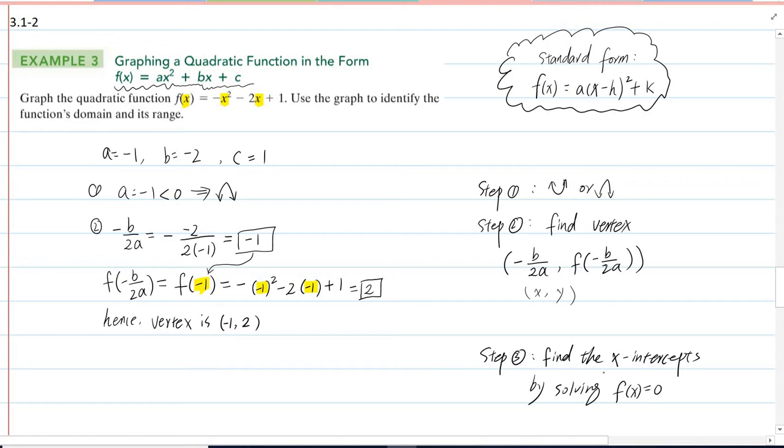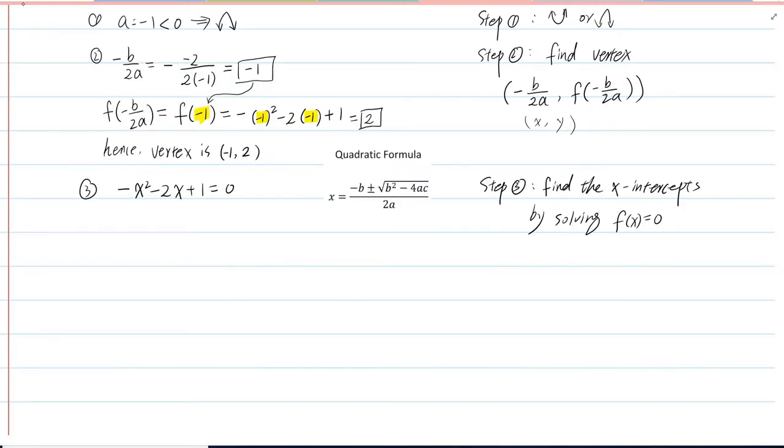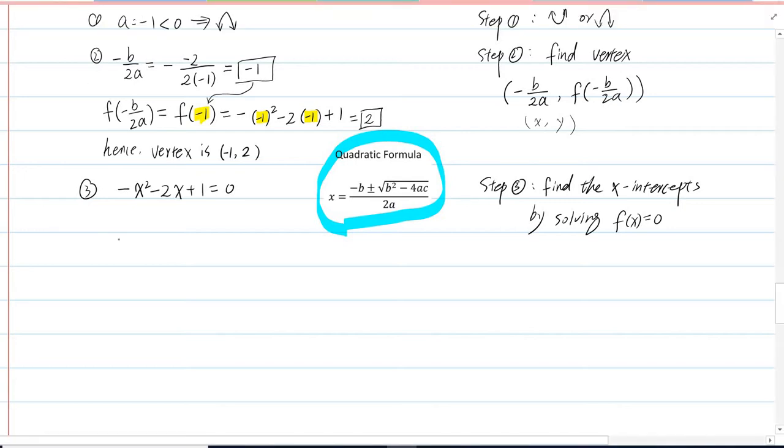Step 3, find the x-intercepts by solving f of x equals 0. Again, we've done this previously. All you're doing is replacing f of x with 0. That will be -x squared minus 2x plus 1 equals 0, and then we're going to solve it. When you solve this quadratic equation, you can use any method. In this case, let's use the quadratic formula. That is your quadratic formula, just in case some of you forgot.